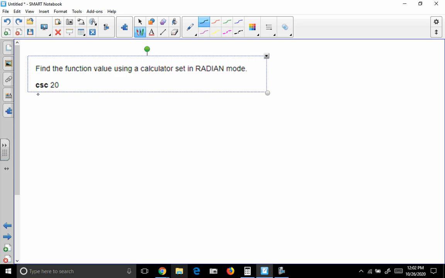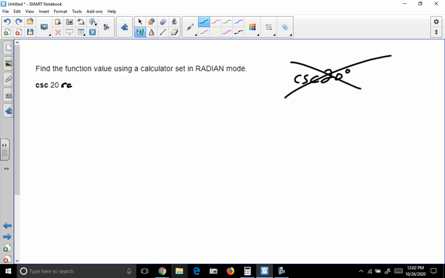Here, they ask us for cosecant of 20. Notice that's not 20 degrees. If it were 20 degrees, it would have a degree symbol on it. If it's not, then that is 20 radians. So that's not a standard angle. If we look at our unit circle, that's not one of the angles found on our unit circle. So we have to use our calculator.